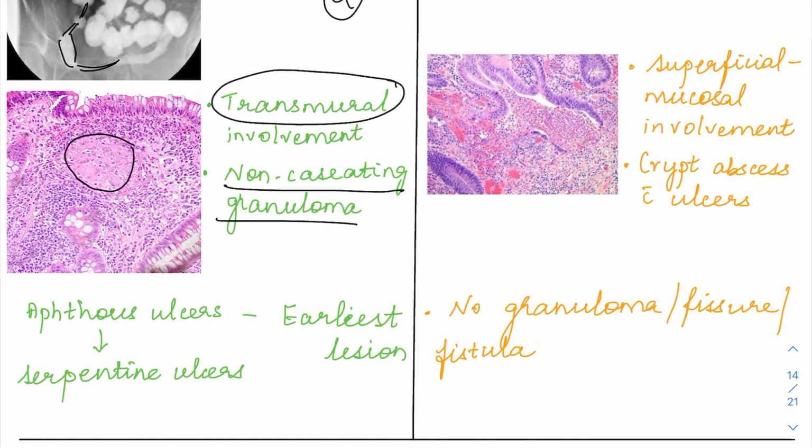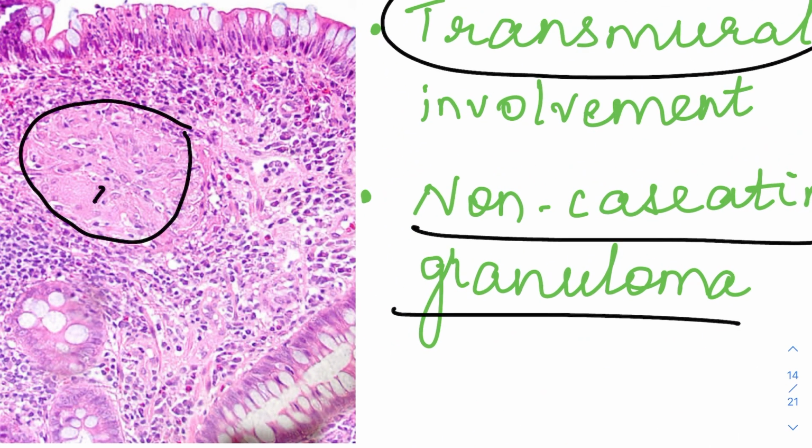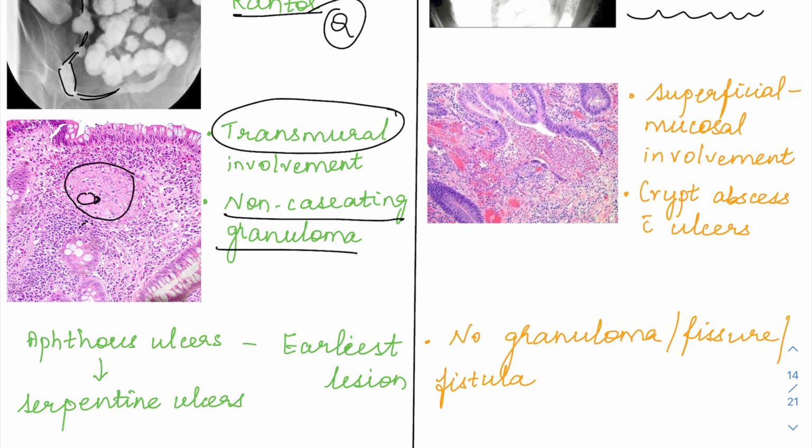So this is a granuloma here. You don't see any necrosis over here. It is just these epithelioid cells and giant cells and lymphocytes surrounding it. Okay. While in ulcerative colitis, it is going to be a superficial lesion. So it is not transmural. The ulcers are going to be quite superficial, so involving the mucosa only.